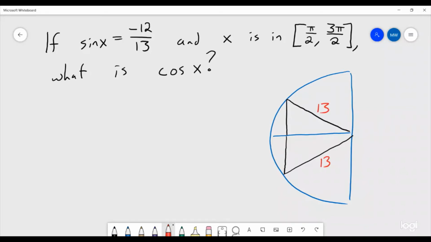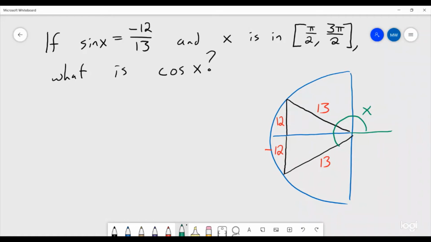And then we're going to label the opposite side to either be positive if it is above the x-axis or negative if it's below the x-axis. So because it's 12/13, we know both of these are going to be 12, but this one down here is negative 12 because that one is below the x-axis. So that means we know that our angle x is really this angle. So that's our angle x right there. Now the question is, what's cosine of x?